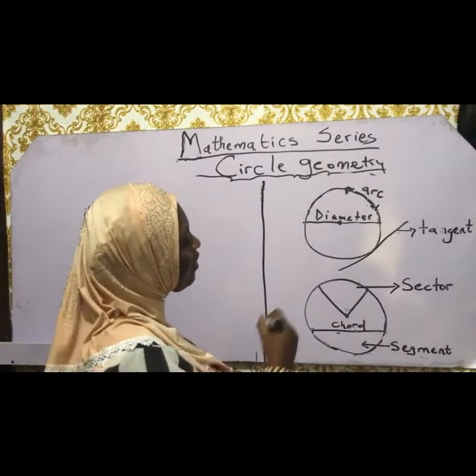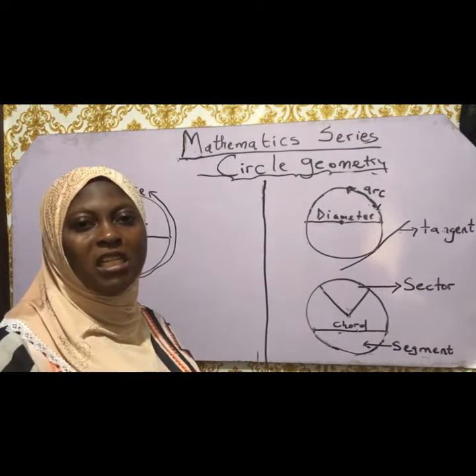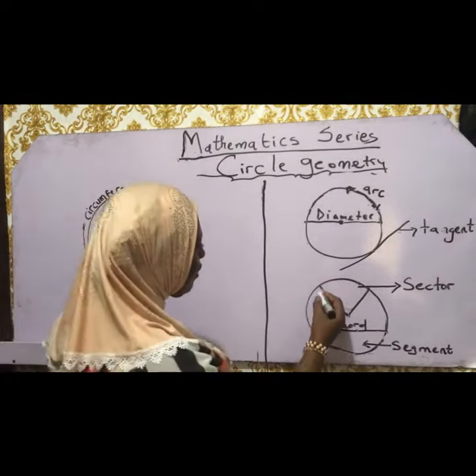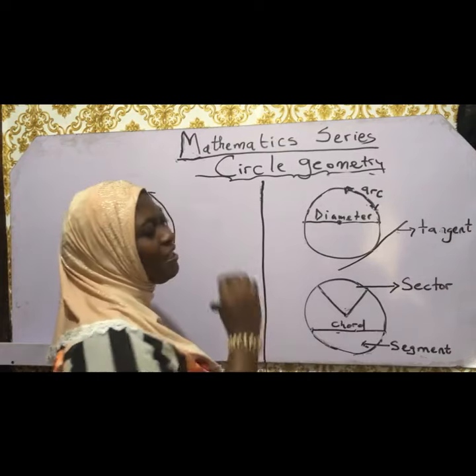Then we also have a sector. A sector is the part of the circle that is shaped like a slice of a pie. So here you can see, this is shaped like the slice of a pie. So this is a sector.